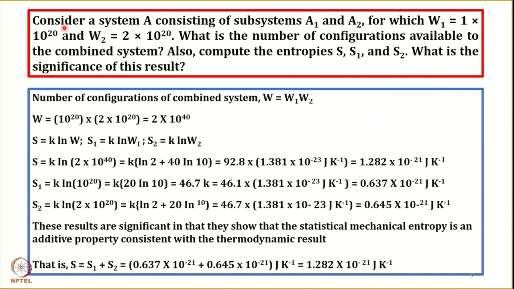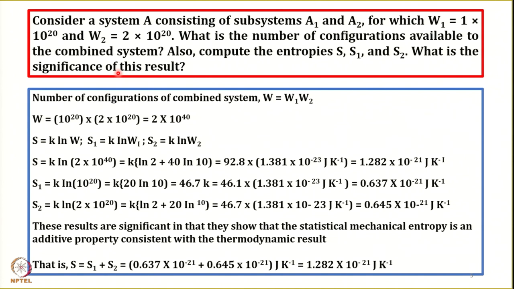Let us discuss this question. The question is, consider a system A consisting of subsystems A1 and A2, for which W1 is 1 into 10 raised to the power 20, W2 is 2 into 10 raised to the power 20. The question that is asked is, what is the number of configurations available to the combined system? Also compute the entropies S, S1 and S2. What is the significance of this result?